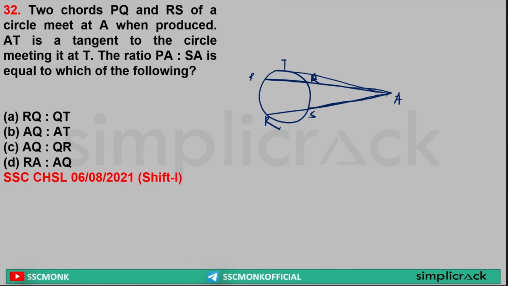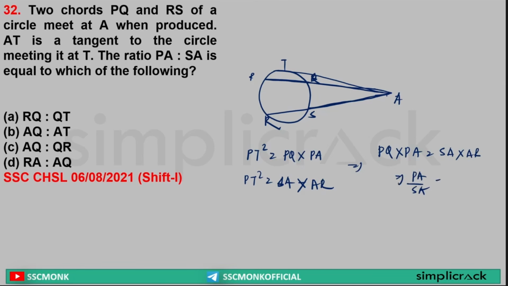Got it? Now see, PT square is equal to, I can write PQ into PA. Same, PT square is equal to SA into AR. Yes or no? Yes. If I equalize both, I can write PQ into PA is equal to SA into AR, or PA by SA is equal to AR by PQ. Sorry, this is AQ, my bad. So this will be AR by AQ. That is option D, the right answer. Very simple. We do not need to do anything else over here. We just need to understand the logic.